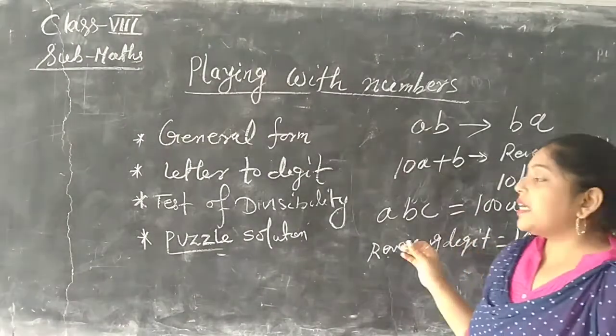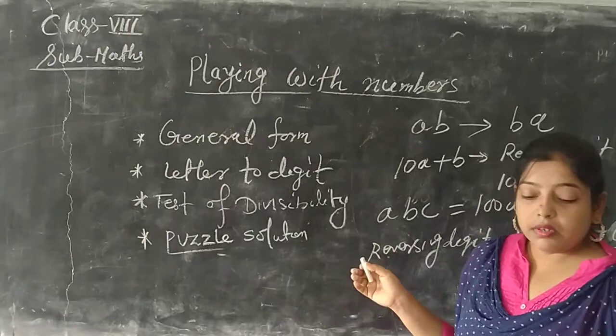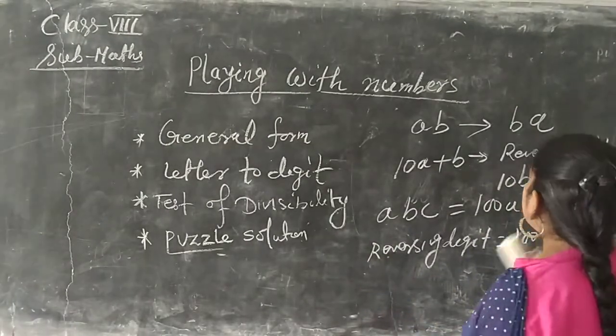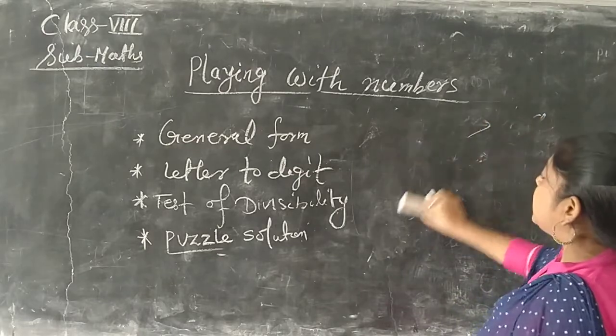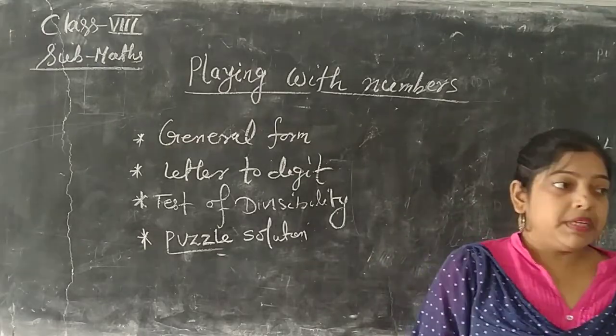Now let's explain the last 2 digits. Here we apply the operations: addition, subtraction, multiplication.